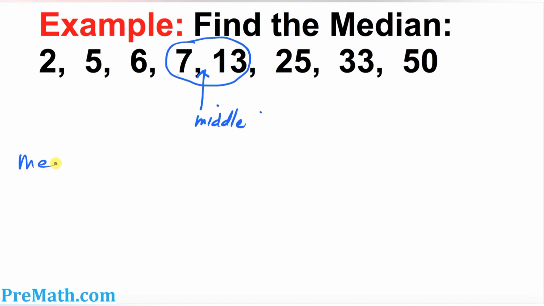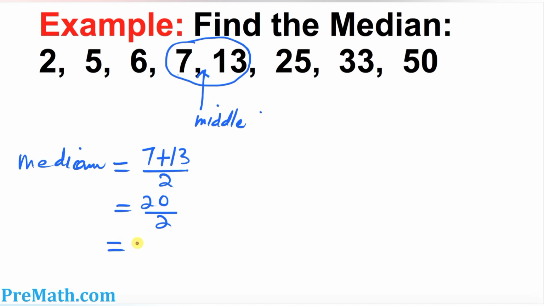So median is simply you add these numbers up, 7 plus 13, and always divide by 2. That turns out to be 20 over 2. So our median is going to be simply 10, and that's our answer.